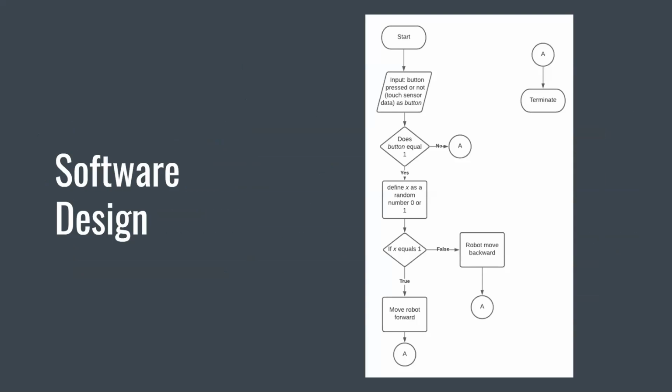When we look at the code for the robot, the input is the button being pressed. Once the button is pressed, it generates a random value, either 0 or 1. If the value is found to be 1, the robot will move forward for 5 seconds, then stop. But if the value of the number is 0, it will move 5 seconds backwards. This is then repeatable every time the button is pressed.